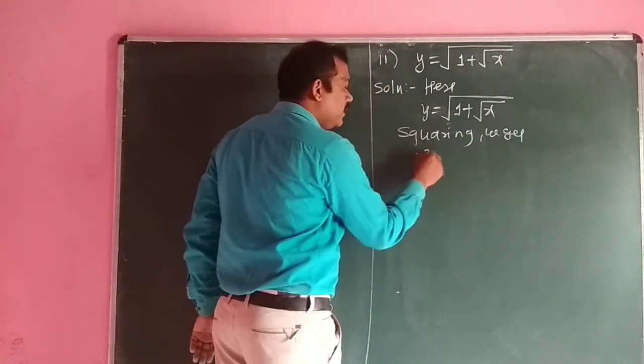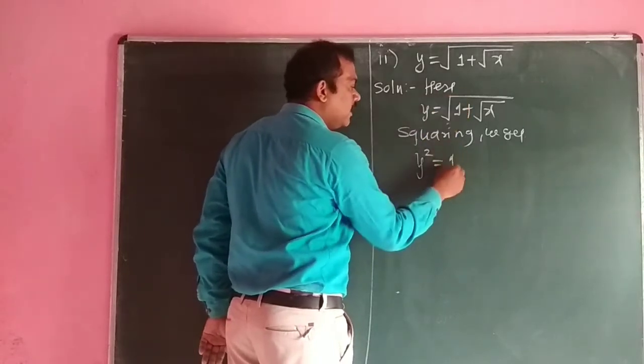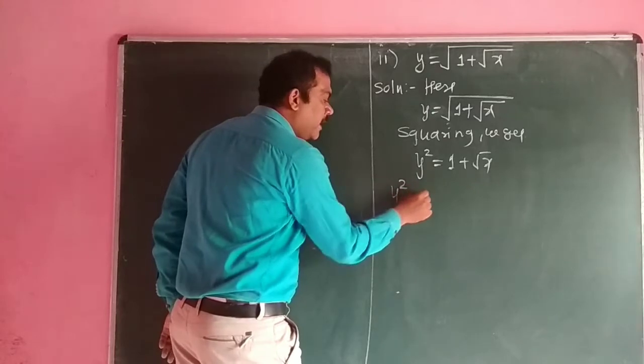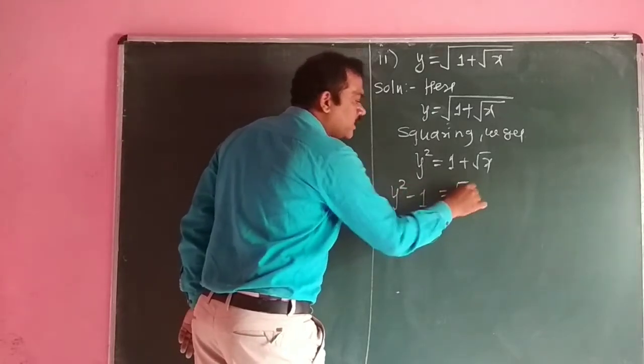Here y square is equal to 1 plus root x, since square and square root get cancelled. Take this 1 on this side, that is y square minus 1 is equal to root x.